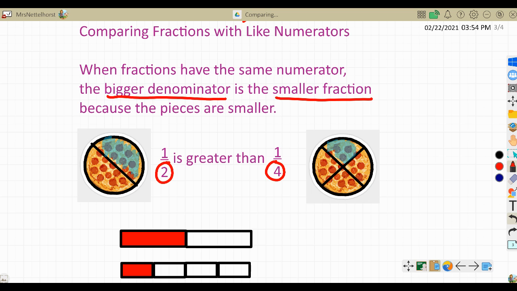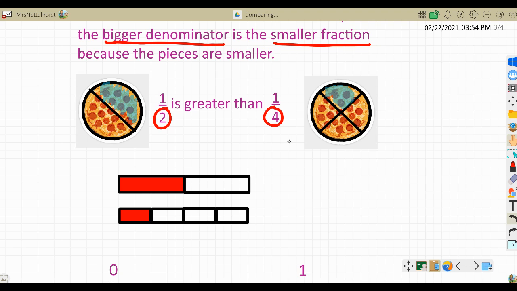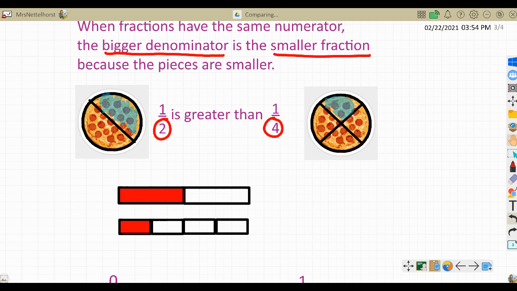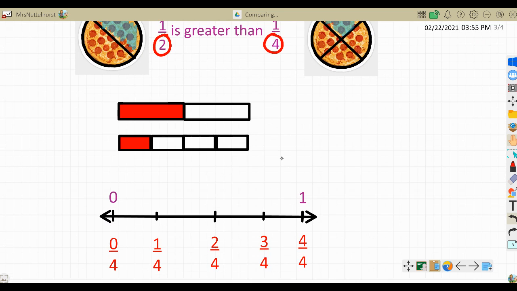So let's look at it with a model. Okay, so here are two rectangles that represent the two pizzas. So the 1/2 pizza is the top rectangle. You see that 1 out of 2 equal parts is shaded. And then you have 1 out of 4 equal parts on the bottom rectangle that is shaded. And obviously, 1/4 is smaller than 1/2. 1/2 is greater than 1/4. You can see it very clearly with that model. Okay, so let's scroll down and look at it on a number line.